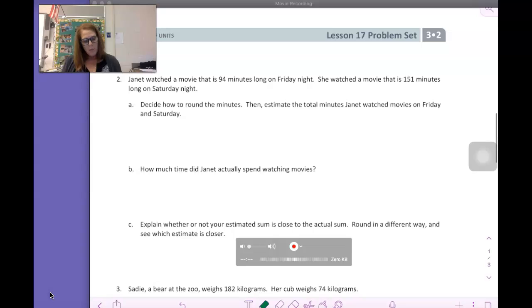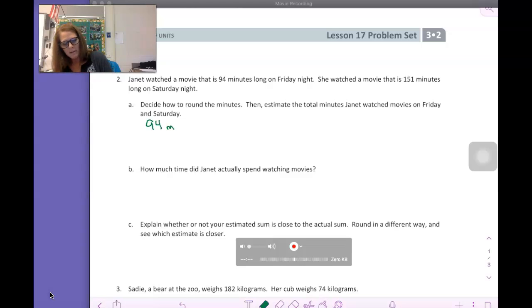Let's take a look at number 2. Number 2 says, Janet watched a movie that is 94 minutes long on Friday night. She watched a movie that is 151 minutes long on Saturday night. Decide how to round the minutes. Then estimate the total minutes Janet watched movies on Friday and Saturday. I want to get the most accurate rounding.